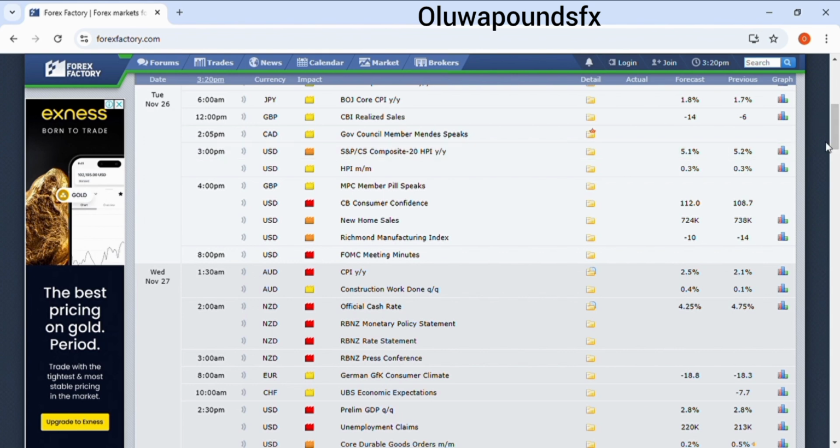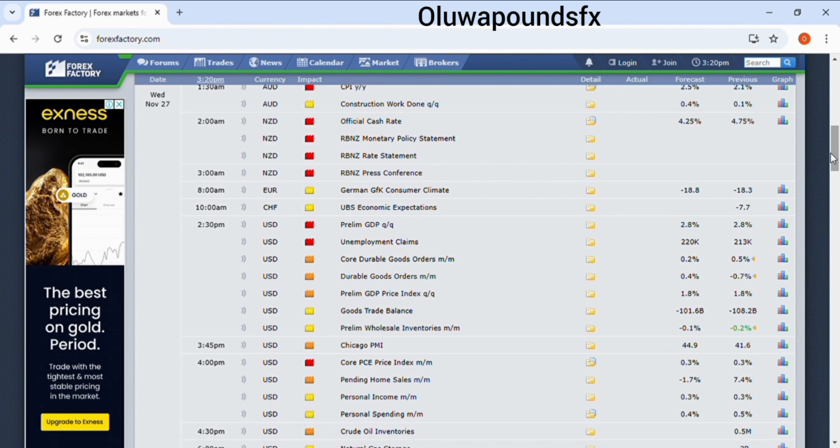So now, we have three impact levels: the medium impact, the low impact, and the high impact. The low impact is the smallest, medium is the middle, and high impact is the highest. You understand?